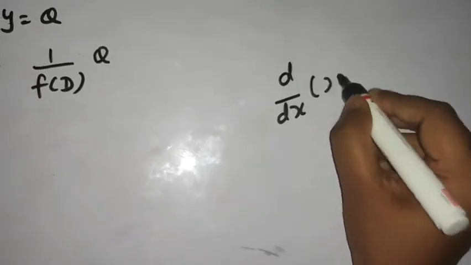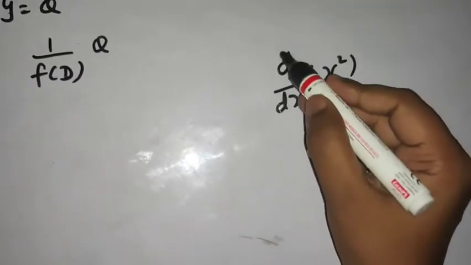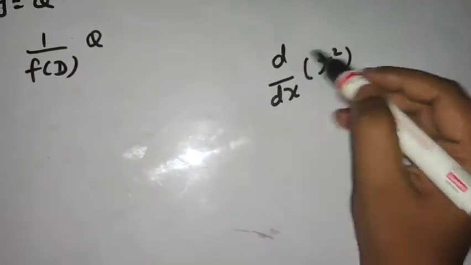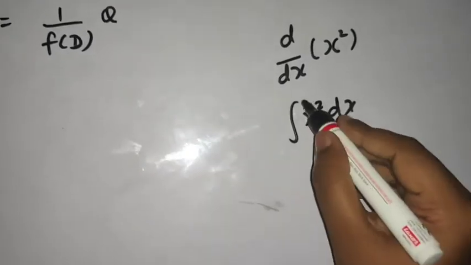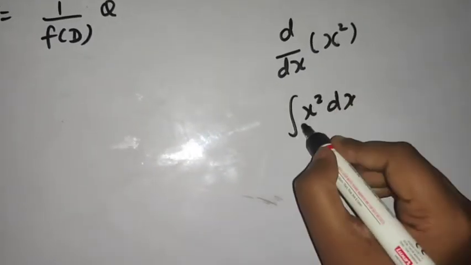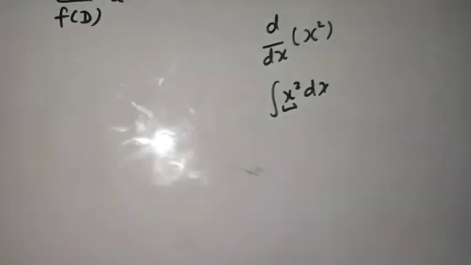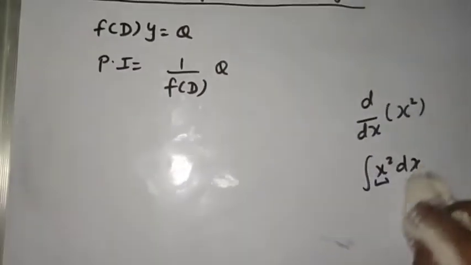just like we had d by dx of some x square. This operator is operating on x square, just like the integral operator is operating on x square. So just like that, we have 1 upon f of D also, which will operate on q.